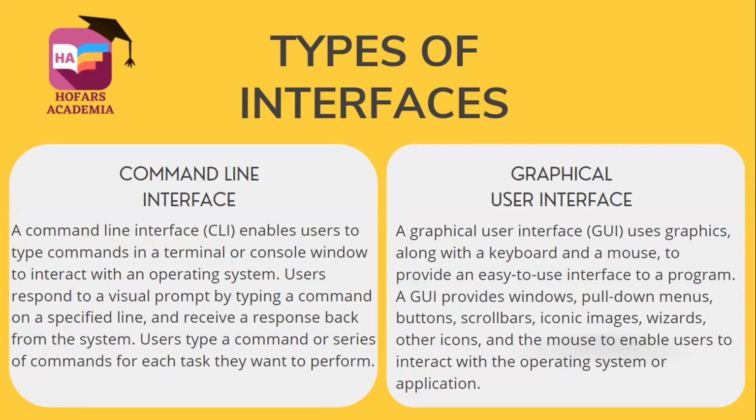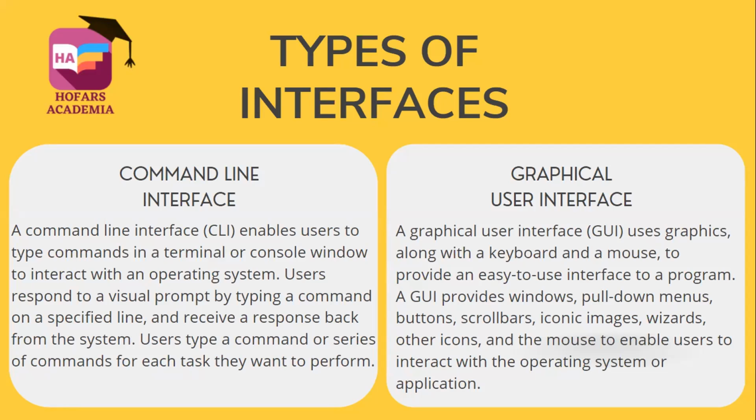So there are types of interfaces. What do we mean by interface? Interface means how a person, like a user, is going to interact with the system, like how I'm currently interacting with my system. There are two ways of doing that: the command line interface and the graphical user interface.